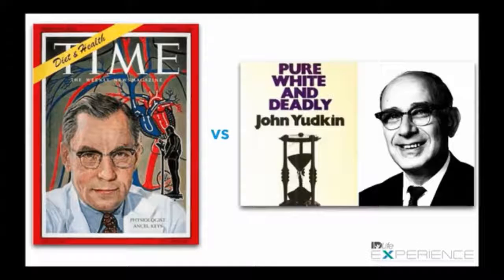Fat is evil. Well, we now know that Dr. Yudkin was right. Sugar is the killer. Sugar is the thing that's going to kill this country. Sugar is a direct result of why 74% of our population is overweight and 1/3 of our kids are overweight. But Dr. Keys won the Nobel Prize in medicine. Dr. Yudkin was vilified and basically told that he was a lunatic. And Dr. Yudkin lost the battle.